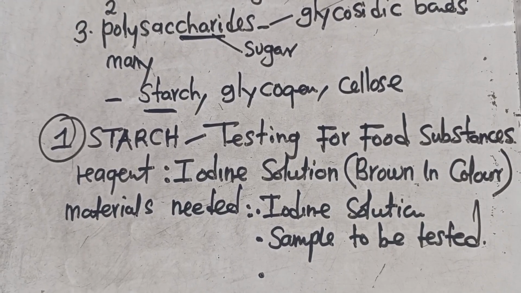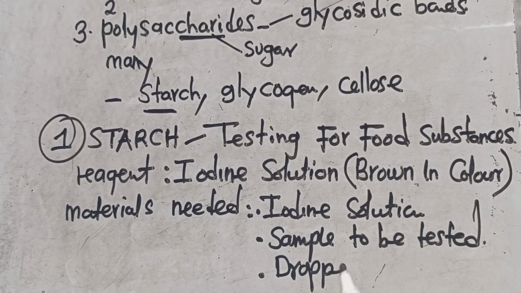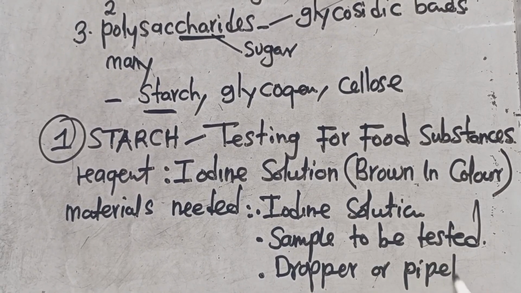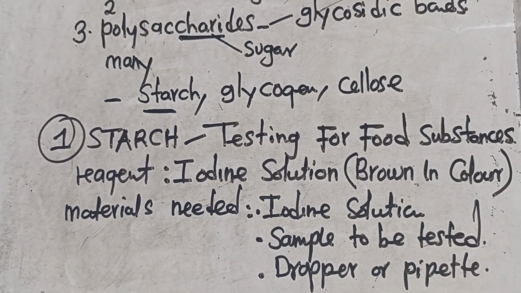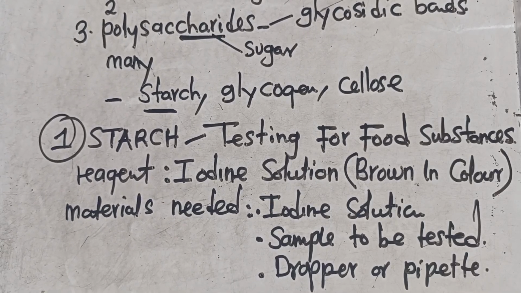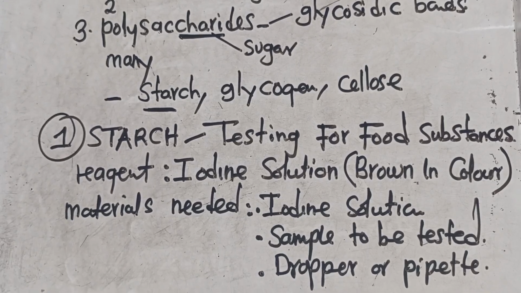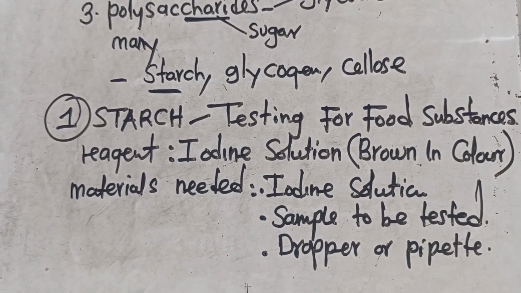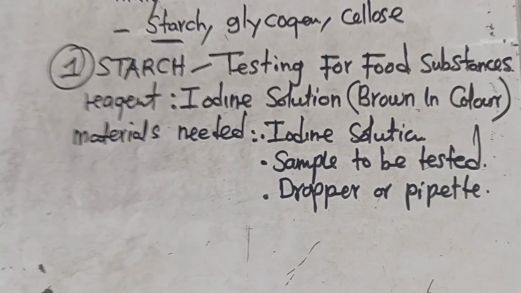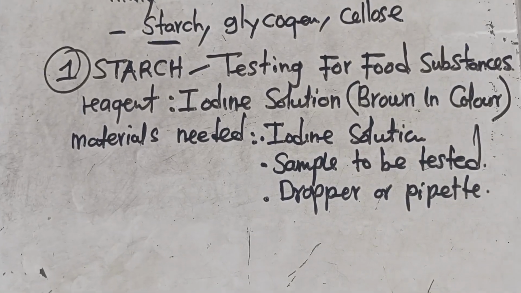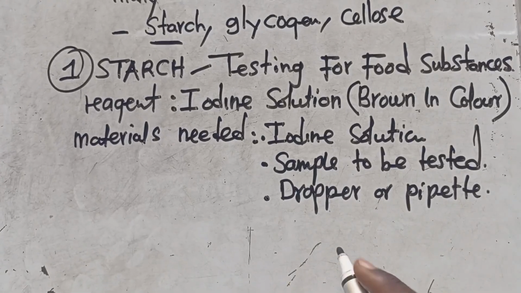Aside from that, you need to have a dropper. A dropper must be there. Aside from a dropper, you can also use a pipette. You need to have a white towel or a plate for better visibility. These are the materials that you need to have. Even as I'm teaching you, you are also writing down these things.